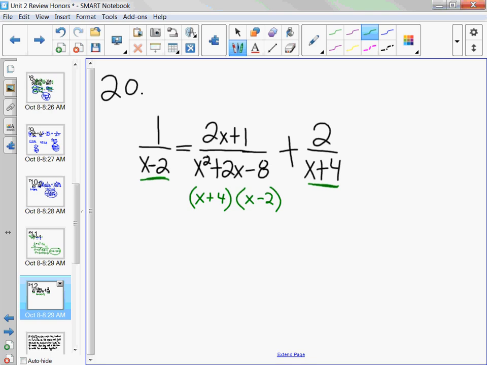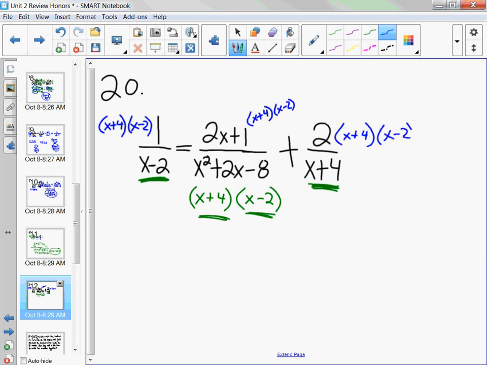I notice that I have this x minus 2 over here, and there's one right here in the middle. I have this x plus 4 over here, and there's this one in the middle. So my common denominator is x plus 4 times x minus 2. If I multiply each side by x plus 4 times x minus 2, I'll do it here again, x plus 4, x minus 2, and x plus 4, x minus 2. So I've multiplied both sides by it. I had to distribute it on the right side to both fractions.